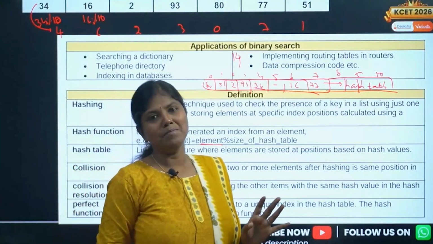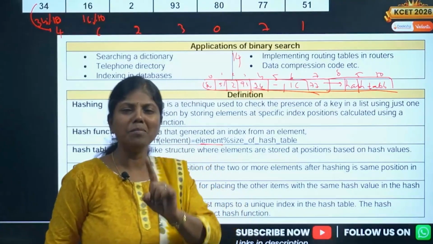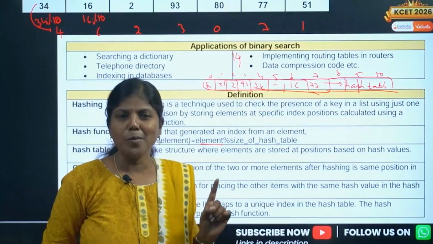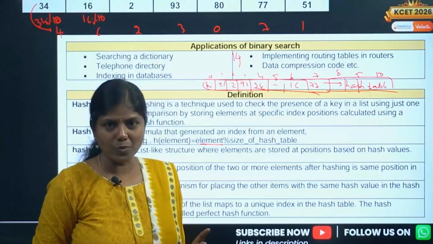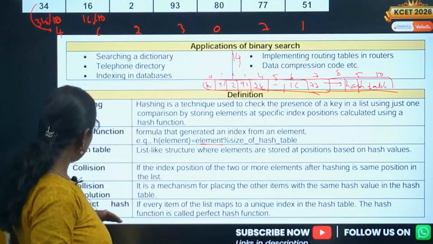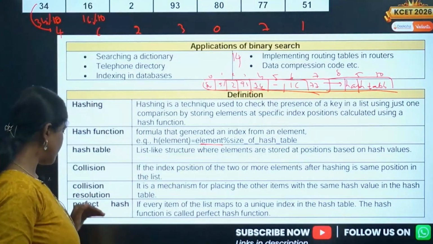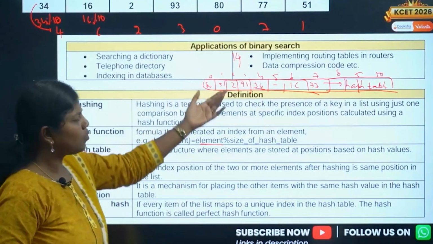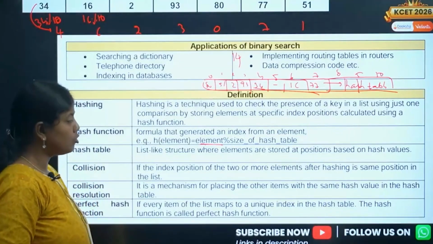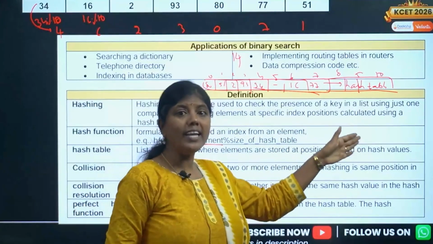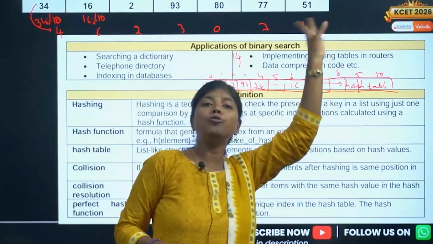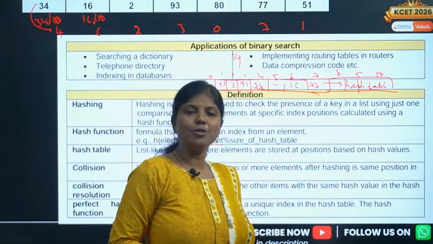Very simple. With just one comparison, I'll be able to find out whether the element is there or not. That's such a simple technique. Clear? So that's what I told you: collision resolution and perfect hash function. And hash table is what? It's basically a list wherein you store the list elements at the corresponding index value produced by the hash function.